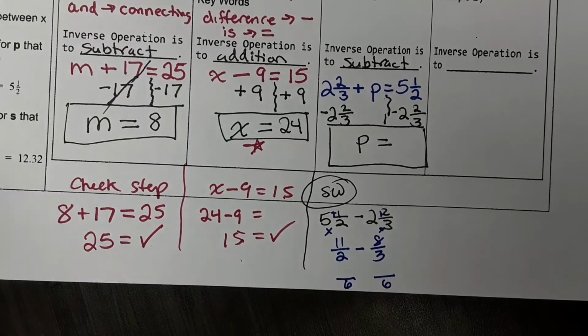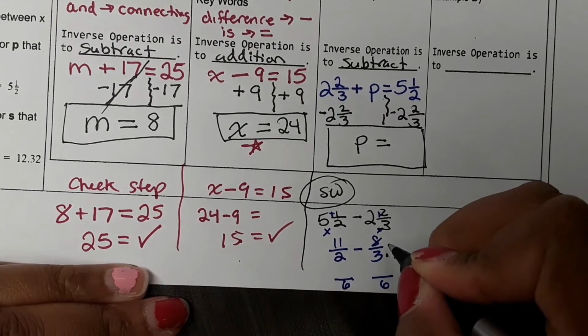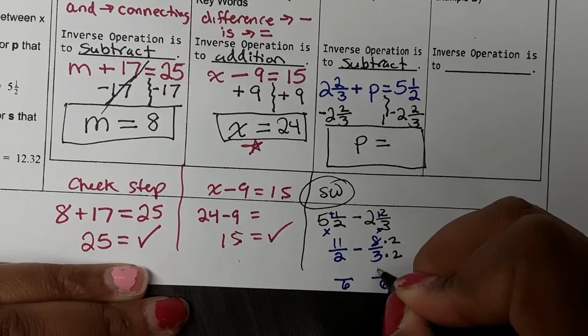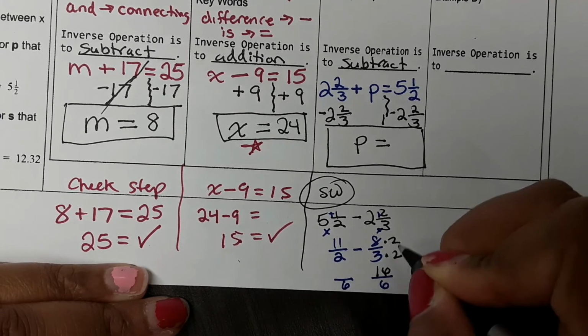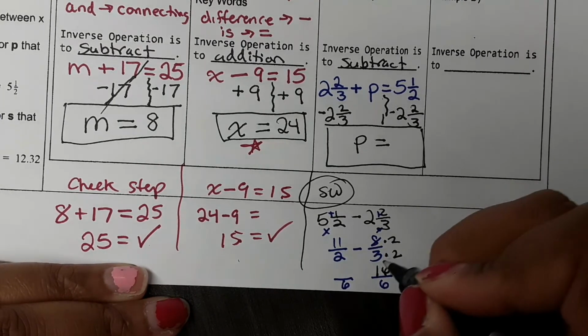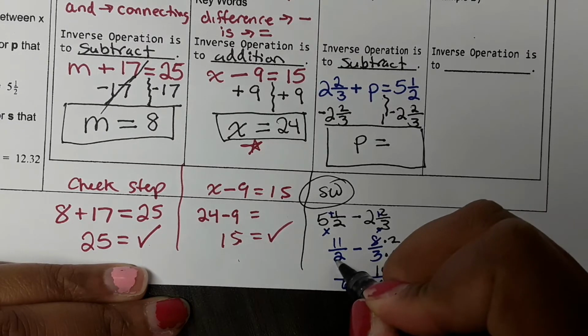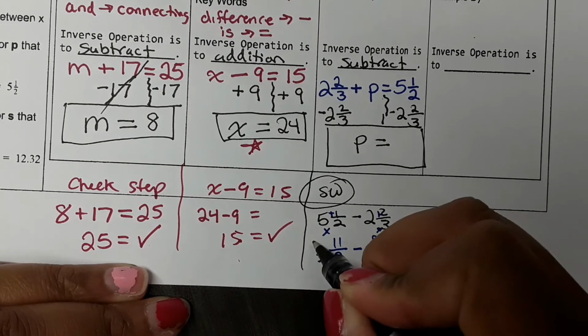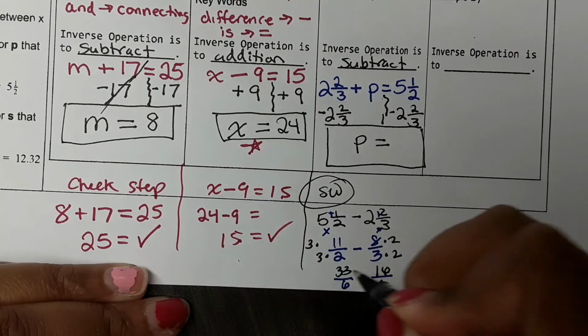So then you're going to ask yourself, 3 times 2 gives me 6. So I'm going to multiply 11 by 3 and I get 33. Oops, my bad. And then 2 times 3 gives me 6. So I'm going to do the top by 2 for 16/6, and the other fraction is 33/6.